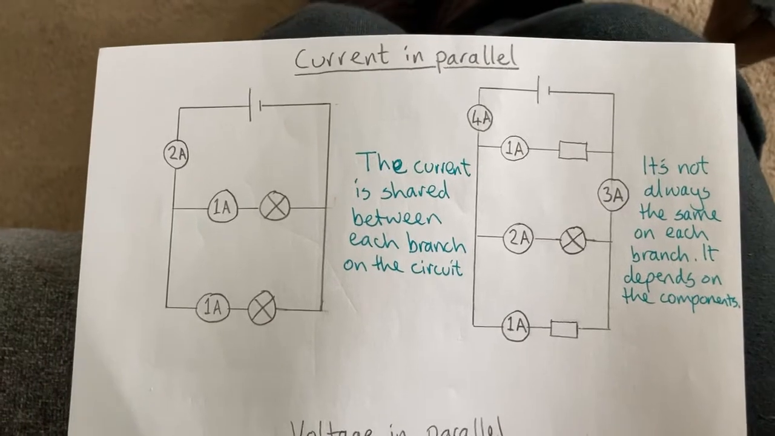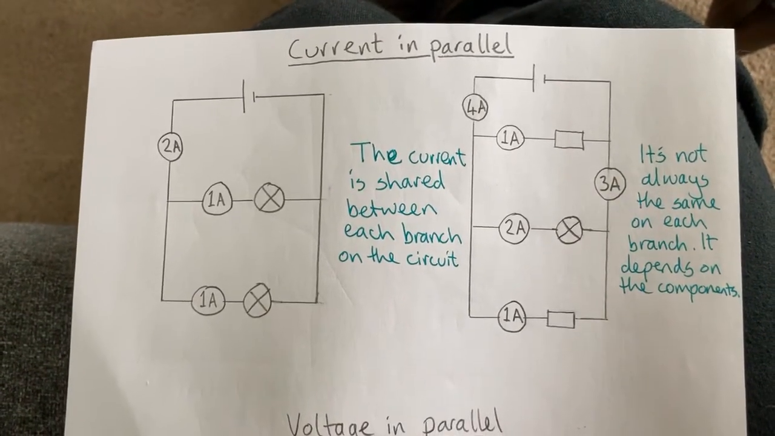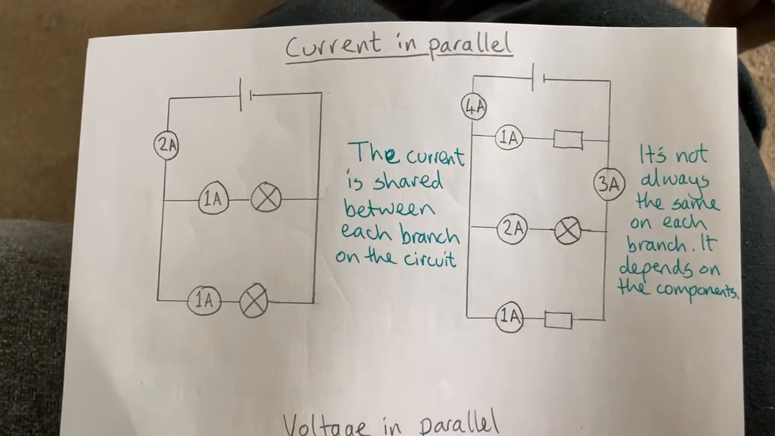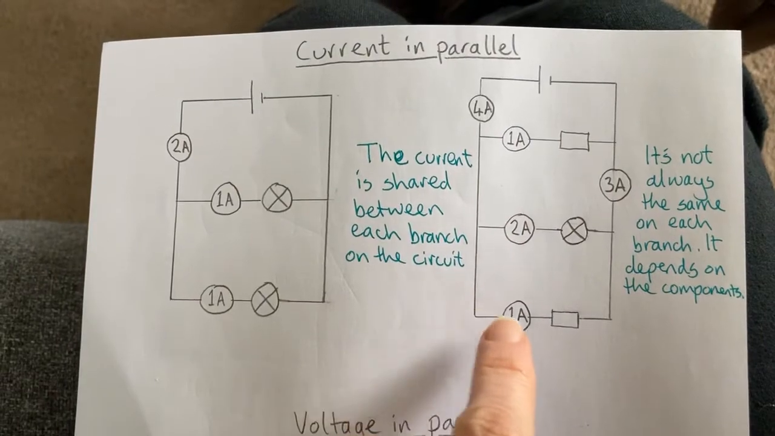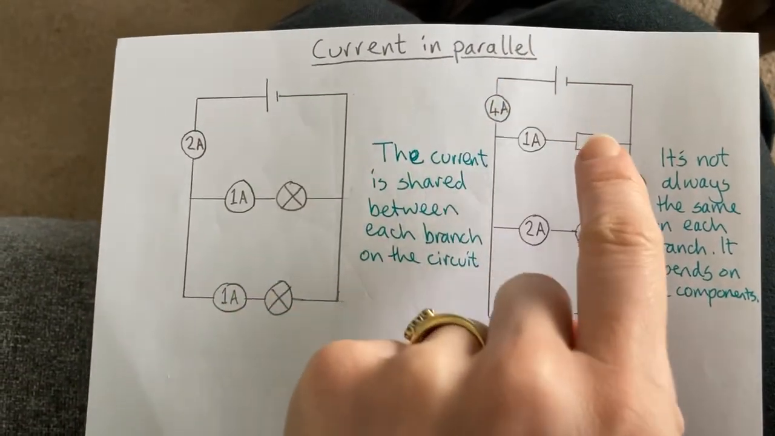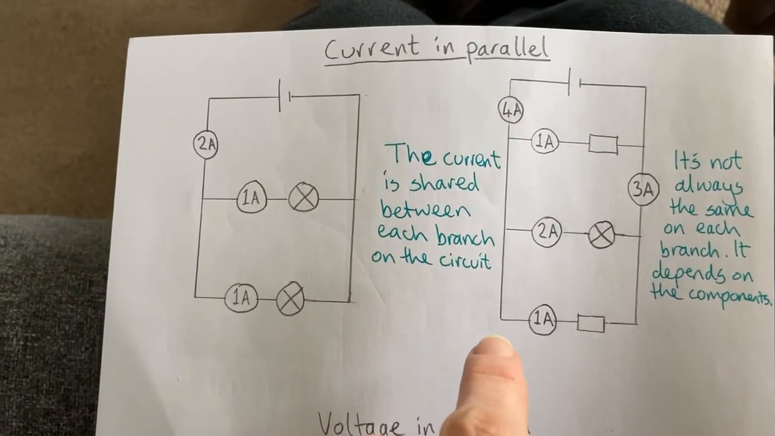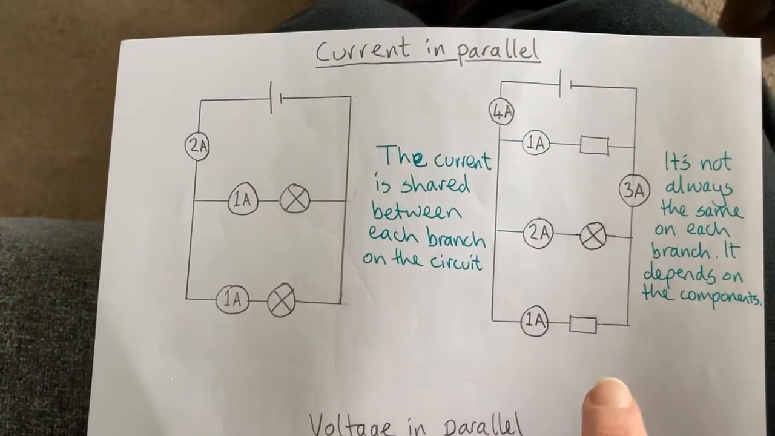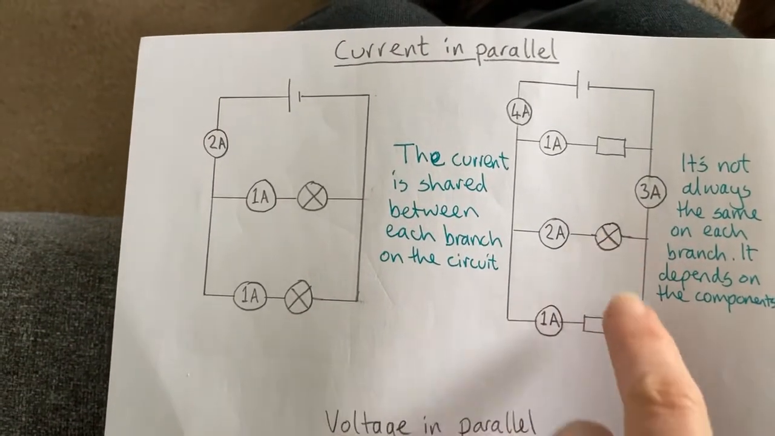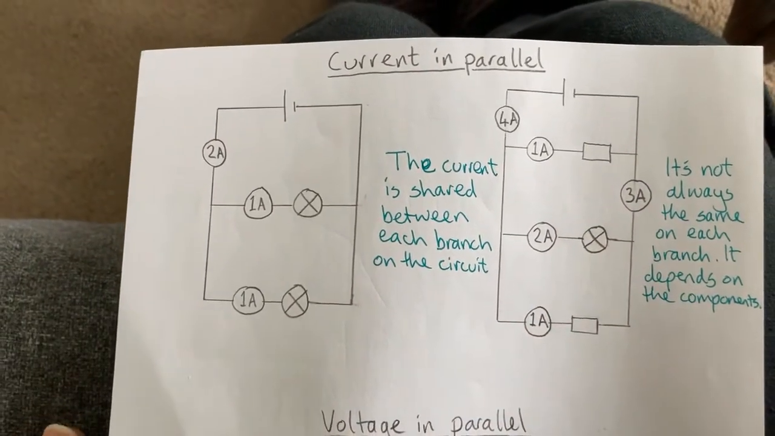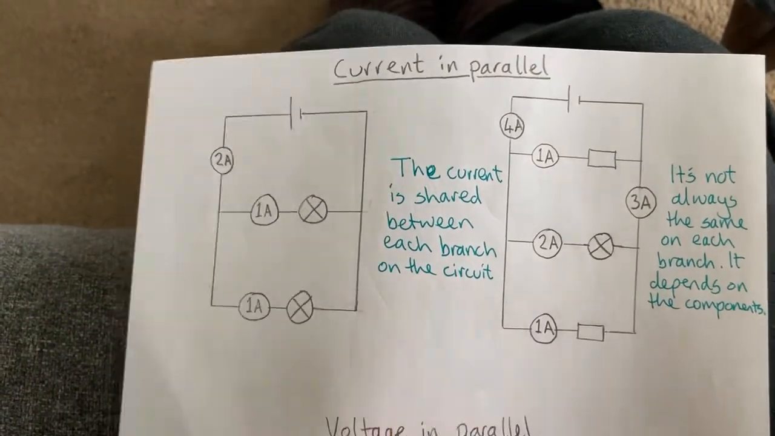Okay. The other key thing to know is that the distance from the battery isn't relevant. So when you set these circuits up, obviously you're going to use more wires down here than compared to up here. And that confuses people sometimes. They think that because they've got more leads and it's a longer distance for them to travel, that's going to make a difference to the current. But actually it doesn't. It's to do with what these components are. So that's current in parallel. It's shared between each branch on the circuit.